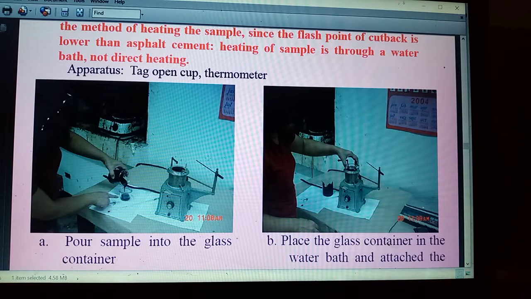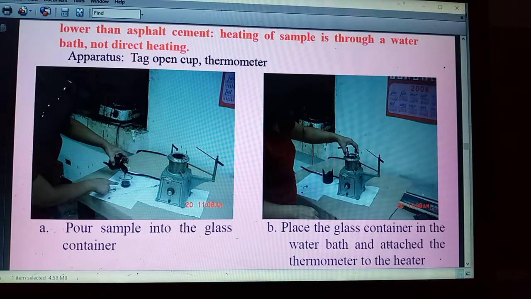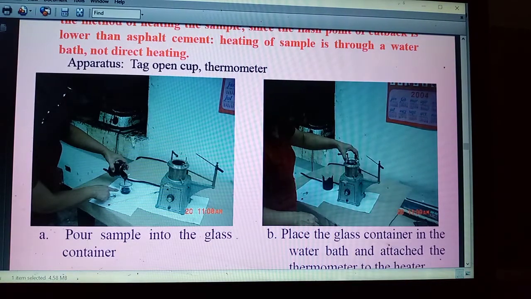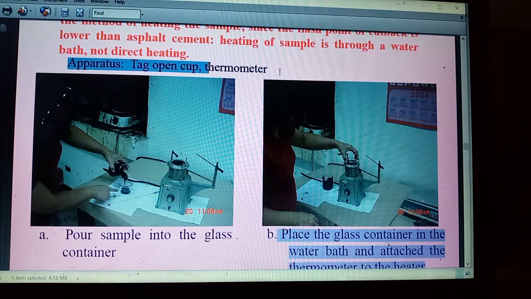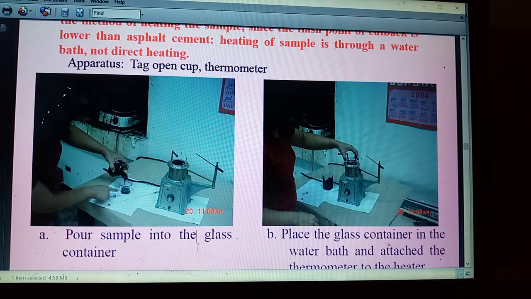Pour sample into the glass. Okay, ganun pa rin, medyo iba lang yung gamit. Meron kang tag open cup, another apparatus. Then, thermometer, so not the ordinary thermometer, yung makaka-measure ng mataas na temperature, more than boiling water, okay?